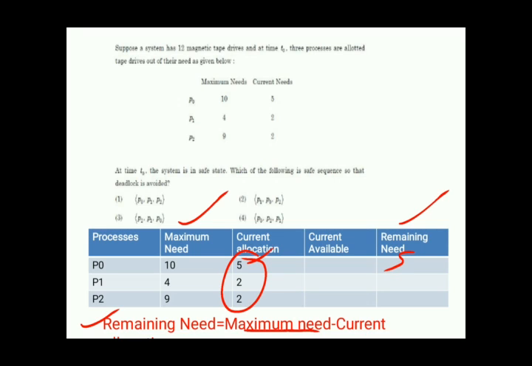Second is the process p1. The maximum need for p1 is 4, and the current allocation for p1 is 2. So 4 minus 2 is equal to 2. And the third row is process p2. For p2, the maximum need is 9 and the current allocation is 2. So 9 minus 2 is equal to 7.